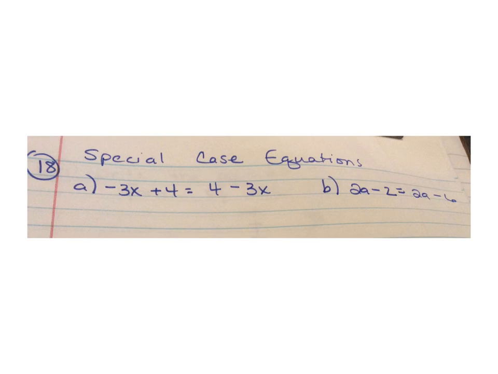Okay, problem number 18, you have two equations to solve. A is negative 3x plus 4 equals 4 minus 3x, and B is 2a minus 2 equals 2a minus 6. Both of these represent two special cases that may be a hint as you solve them.